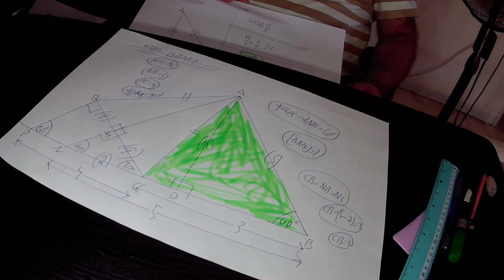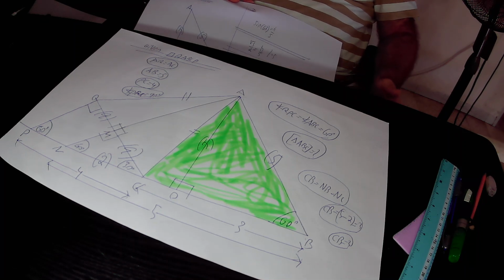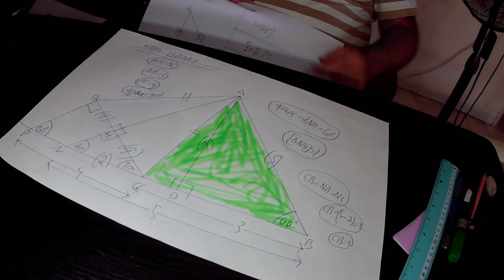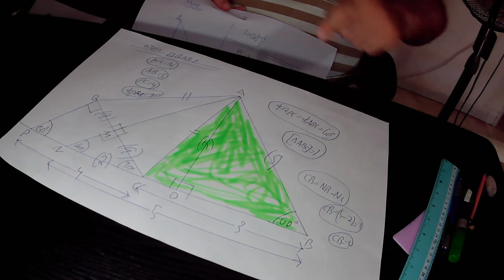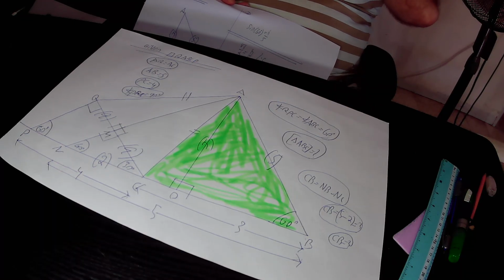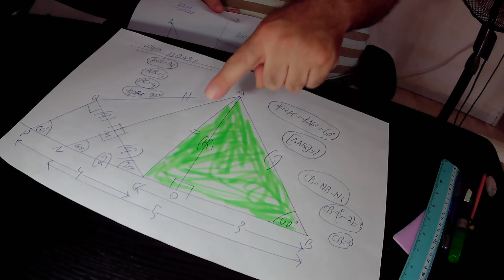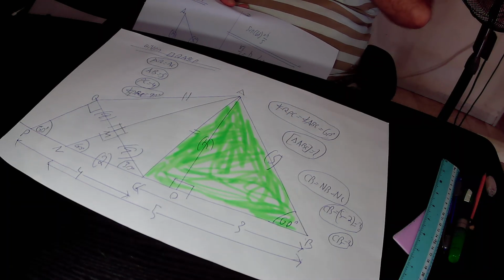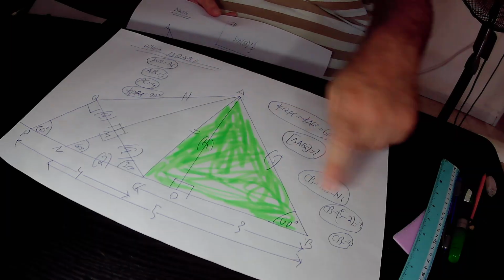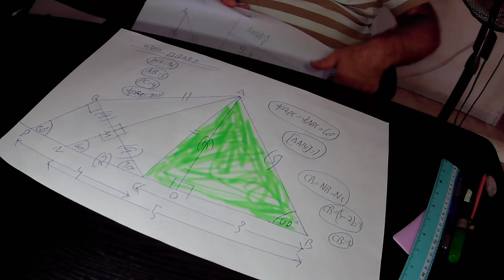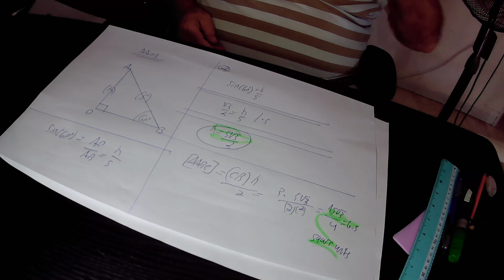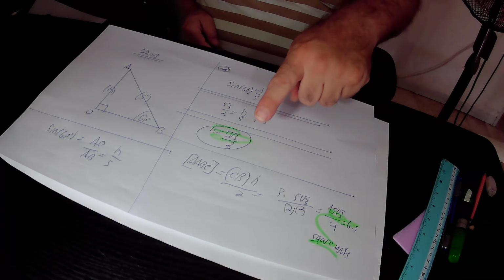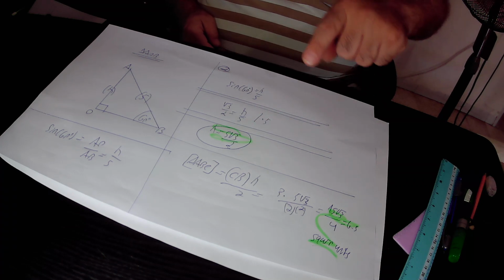We know that the area of any triangle equals the base times the height over 2. We choose the base of triangle ABC as CB, and the height is H because it creates 90 degrees with the base CB. So the area of the green triangle ABC must equal the base CB times the height H over 2.